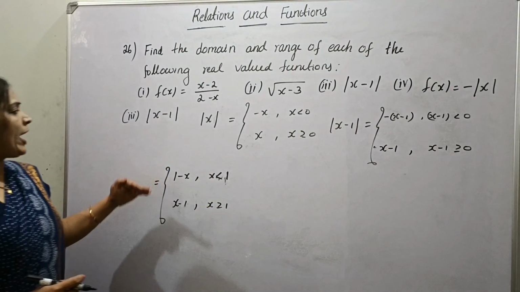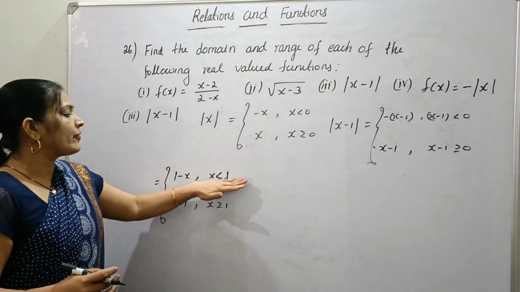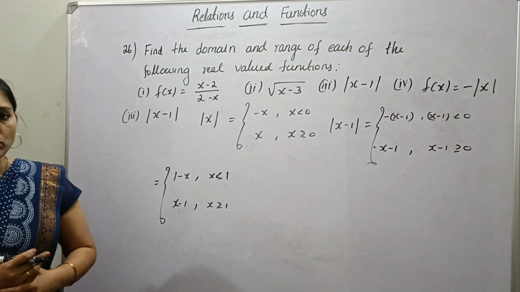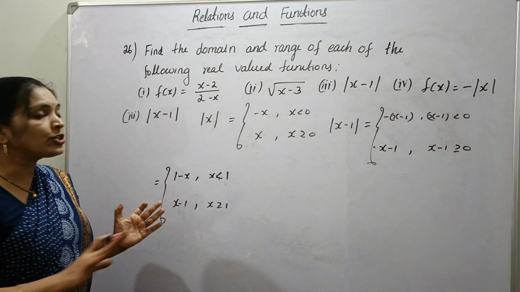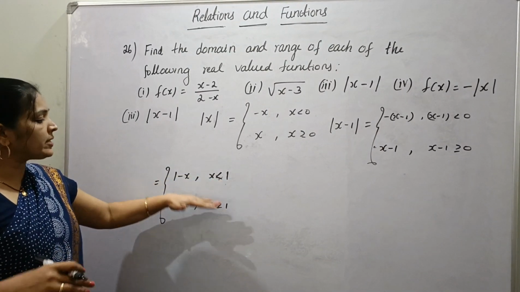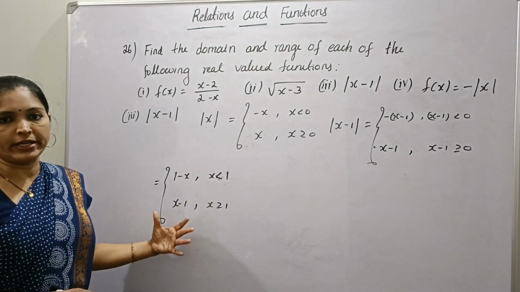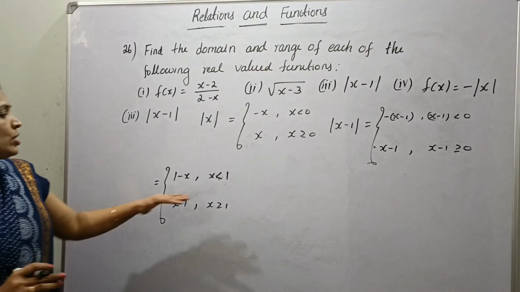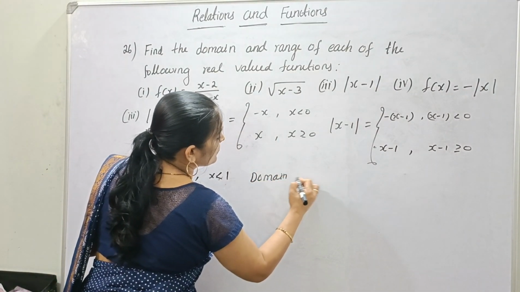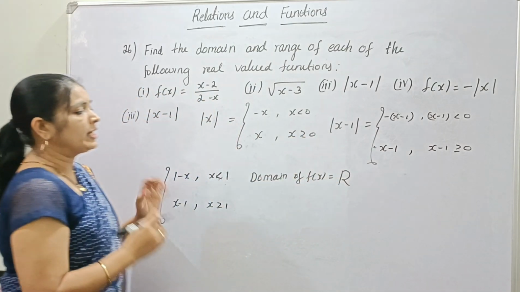So here we have got the function modulus x minus 1 equal to 1 minus x when x is less than 1, and x minus 1 when x is greater than or equal to 1. This function is defined for all real values. So you see here x less than 1 and x greater than or equal to 1, so all the values are included, right? So the domain is nothing but the set of all real numbers.